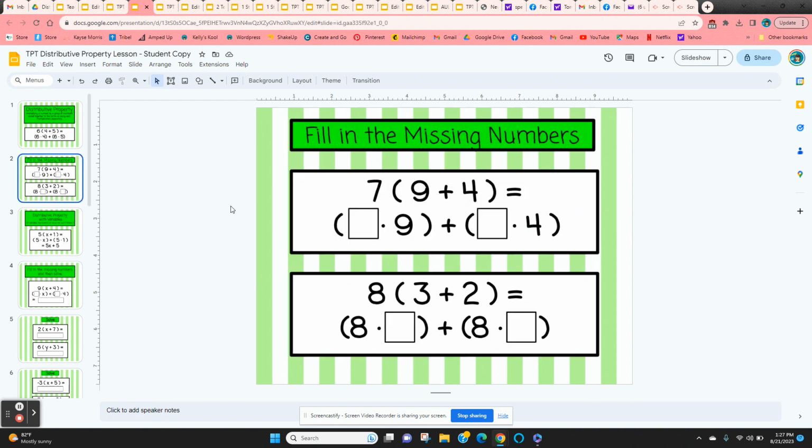So students are going to start out and they're going to be typing in the missing numbers. So 7 times the quantity 9 plus 4, they're going to type in 7 times 9, and then a 7 times 4. 8 times the quantity 3 plus 2, 8 times 3, they're going to type in the 3 plus 8 times 2.